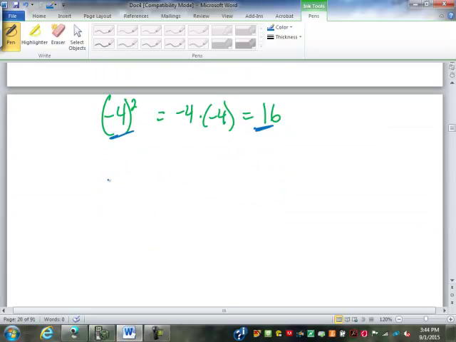So I want you to try to punch this into your calculator: negative 5 squared. And see what you come up with. Anybody's calculator spit out negative 25? Yeah. A few of you did. We know that's wrong because we know it has to be a positive 25.